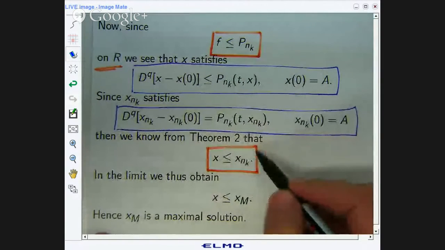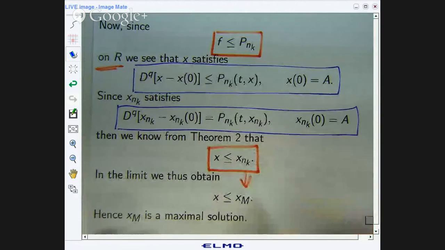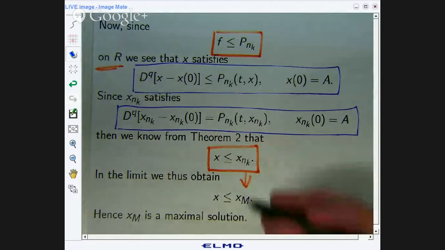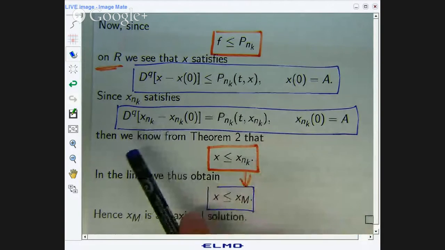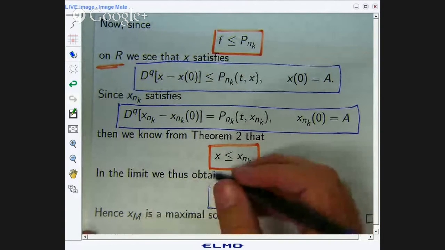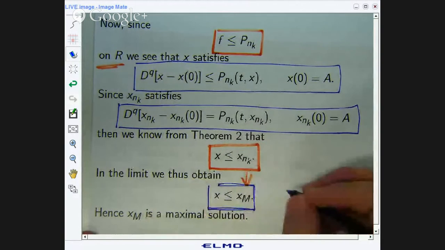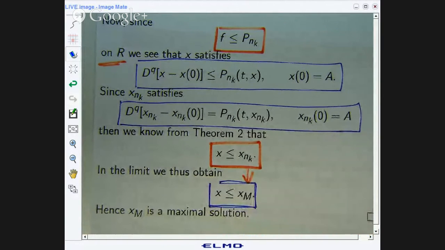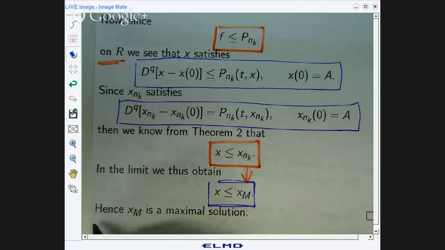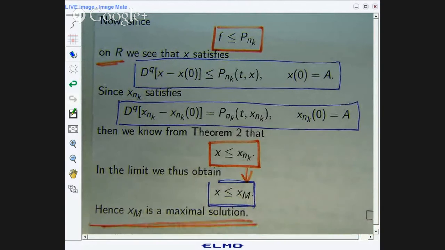Now in the limit, of course, this goes to x sub m. So if x is any other solution to the original problem, then x sub m has to lie above or on x. So we conclude that x sub m is a maximal solution. Now we're almost there. We're almost finished. The last question is, is x sub m the maximal solution? And it is, but I'm not going to tell you why.